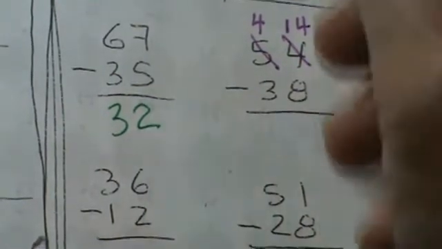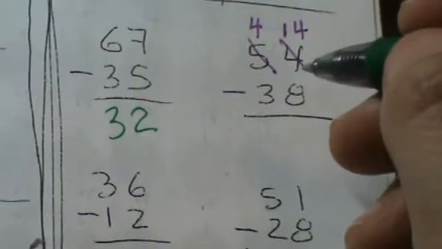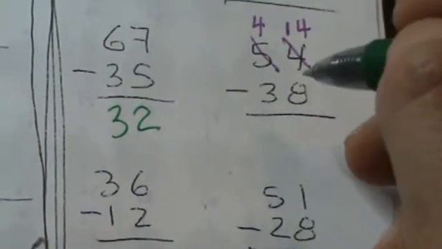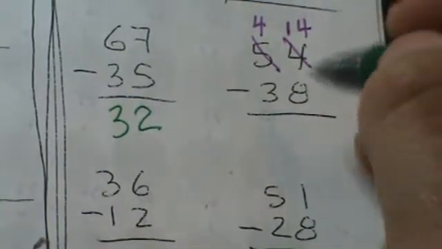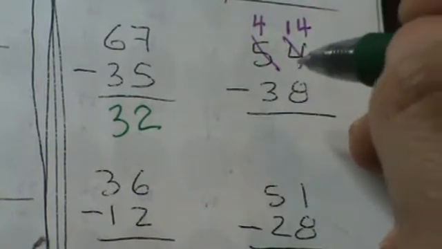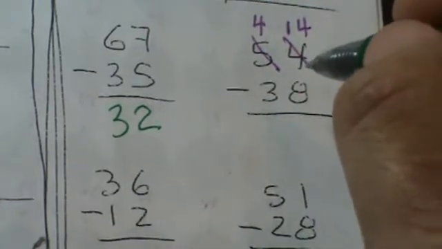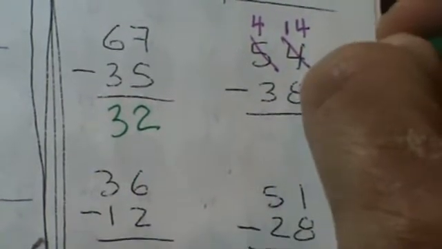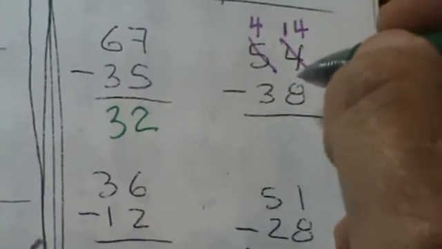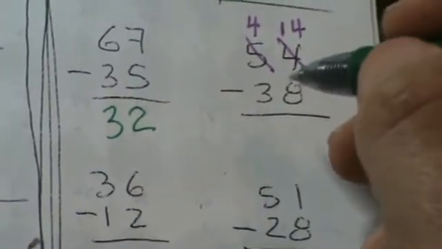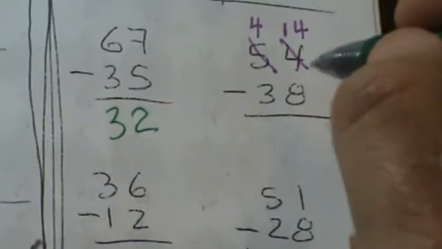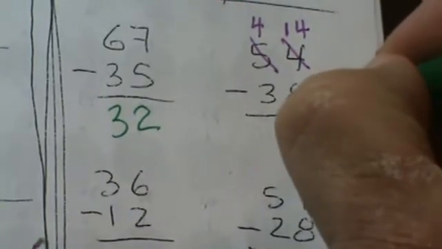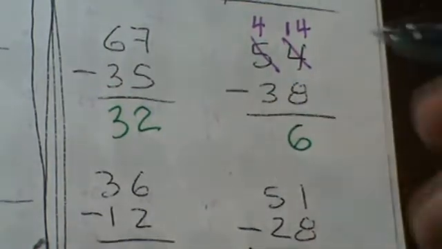So I have 14 minus 8. Si 7 y 7 son 14. Y 8 y 8 son 16. Entonces este es como si fuera 7, pero es 8. Entonces le tengo que quitar 1, ¿verdad? Para que sea 8 y 6. 8 y 6 son 14. Entonces I have 6 here.